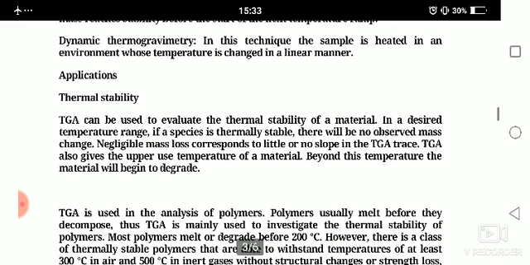Applications. Thermal stability. Thermogravimetric analysis can be used to evaluate the thermal stability of a material in a desired temperature range. If a species is thermally stable, there will be no observed mass change. Negligible mass loss corresponds to little or no slope in the thermogravimetric trace. TGA also gives the upper use temperature of a material. Beyond this temperature, the material will begin to degrade.